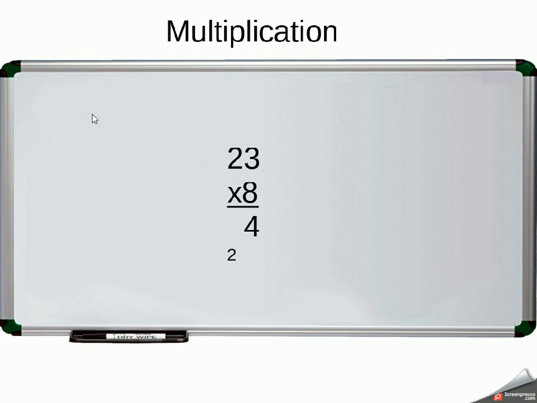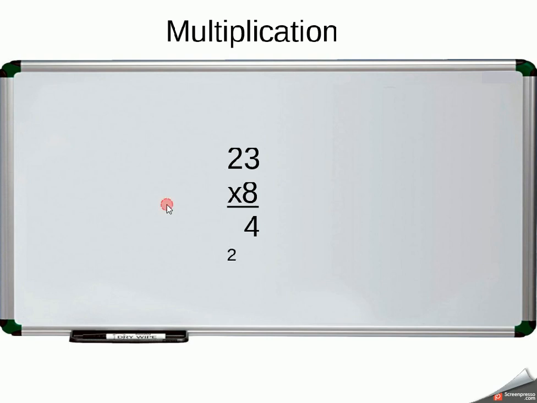So now we can do 3 times 8. You should know your times tables. If you don't know the times tables, that's something you have to sit down and learn and memorize. But 3 times 8 is 24. So what I do is I put the units in underneath the column I'm working with. So the 4 goes here and the 2 goes over under the next column.